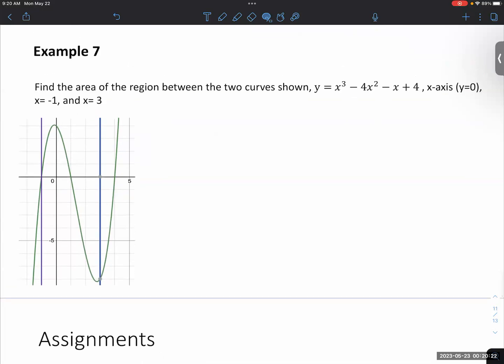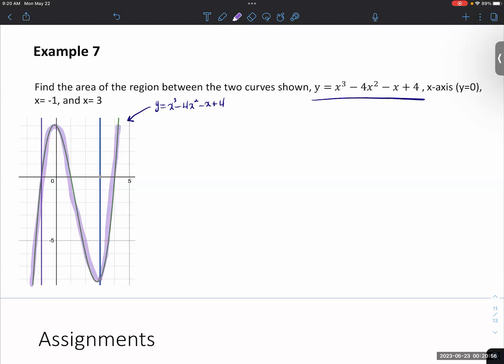Okay. So in this question, we know what's going on. We're going to find the area between two functions. So one is very long, a polynomial, y equal to x to the third minus 4x squared minus x plus 4. So this is really a polynomial. So the green one, right? The green one will be x to the third minus 4x to the second minus x plus 4, the polynomial function.